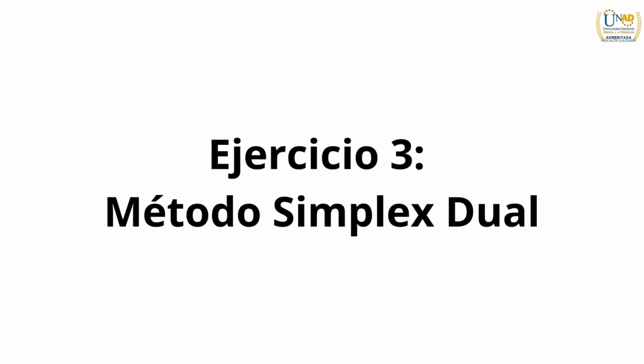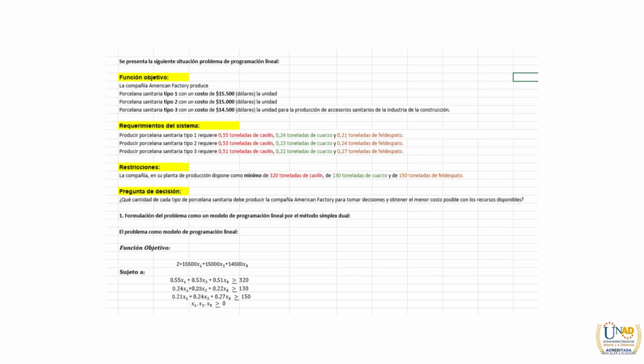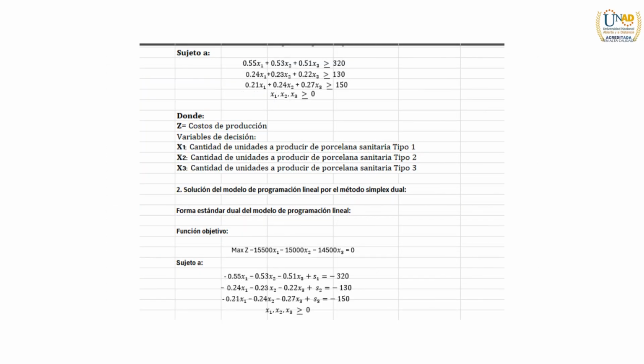Exercise 3, Dual Simplex Method, Problem Statement, and Dual Transformation. This exercise focuses on the production of sanitary porcelain at American Factory, with the objective of minimizing production costs. Since the primal formulation presents difficulties in obtaining a direct solution, the dual approach is adopted.